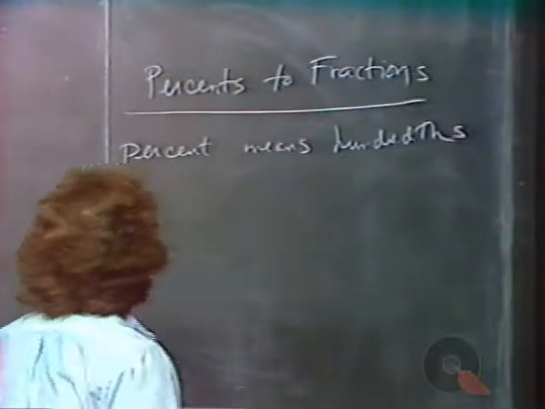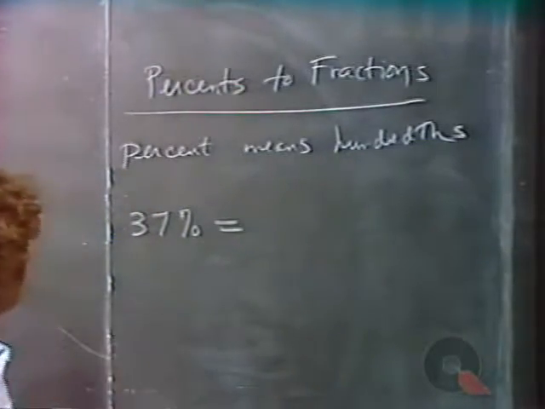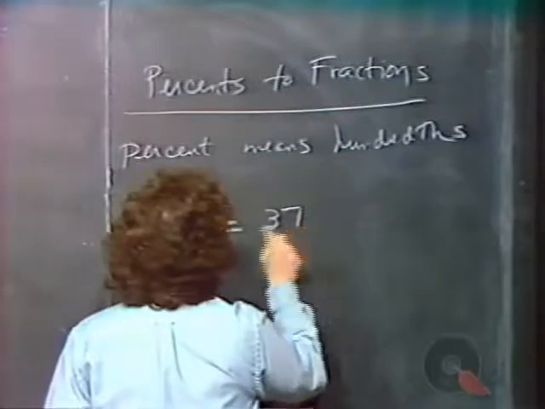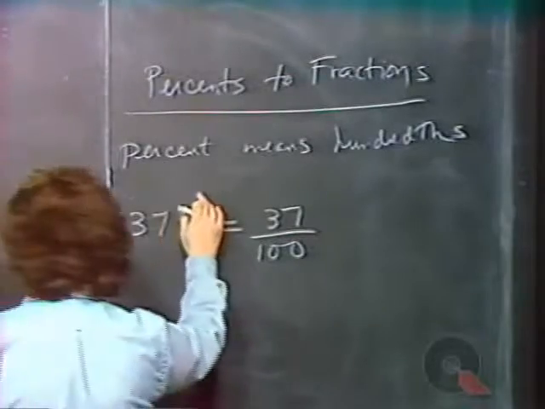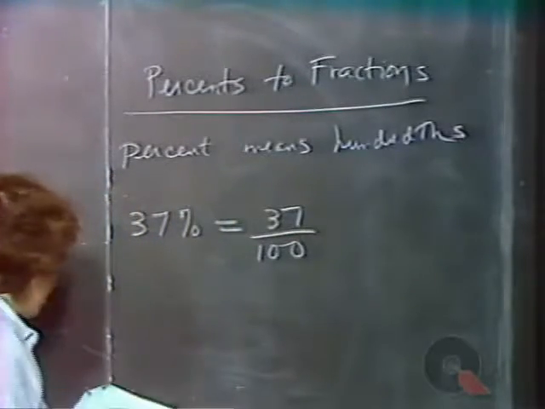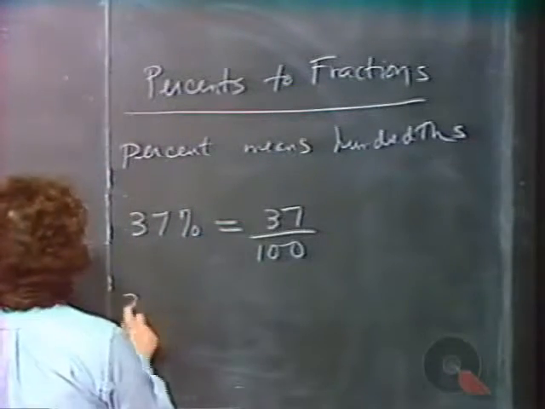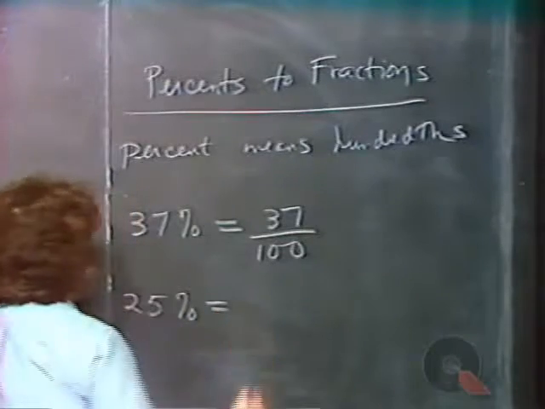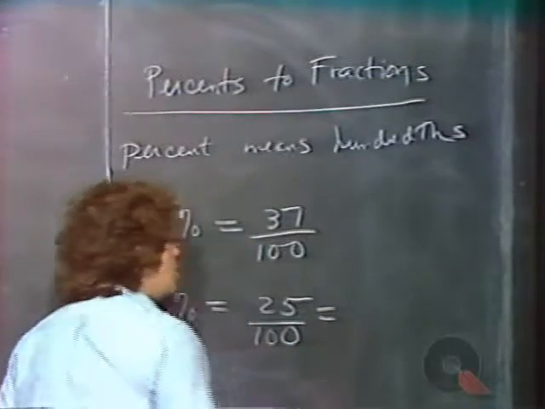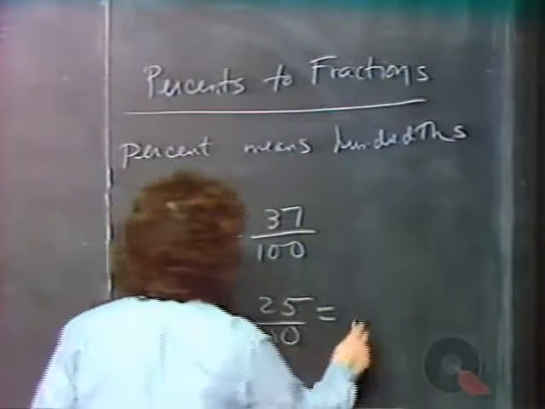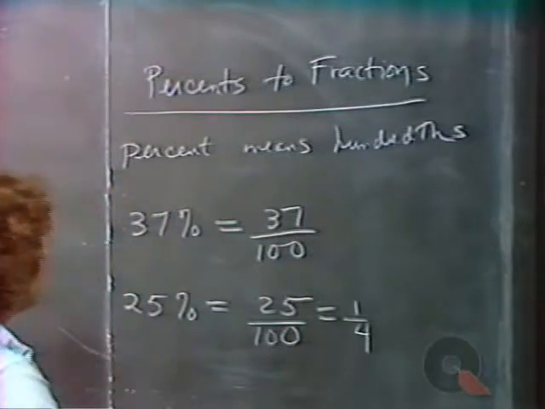If you have 37% and you want to change it to a fraction, you think of it as 37 hundredths, or 37 divided by 100. So you remove the percent sign, you divide the resulting number by 100. And then if you want, you can reduce the corresponding fraction to lowest terms. For example, 25% is equivalent to 25 hundredths, which if you wanted to, you could divide numerator and denominator by 25, reduces to 1/4. 25% is equivalent to the fraction 1/4.